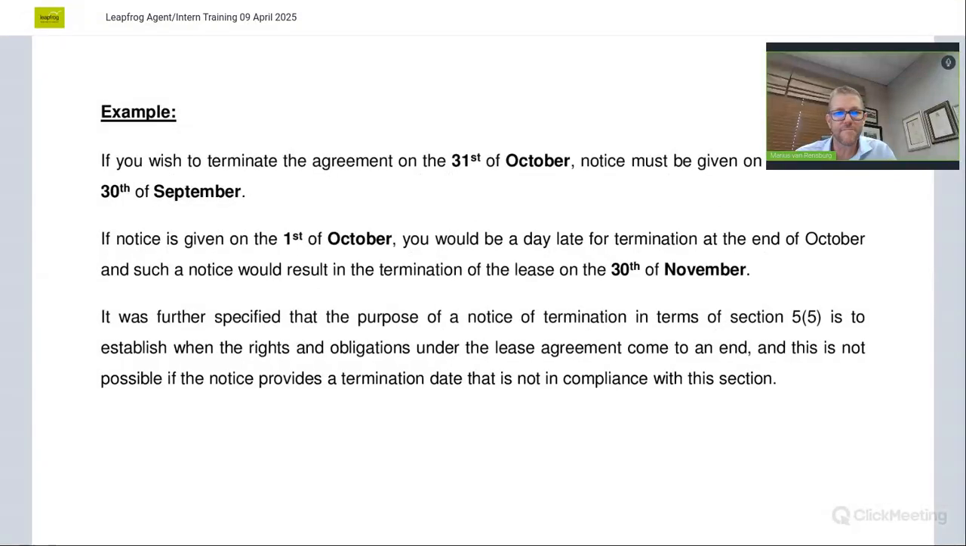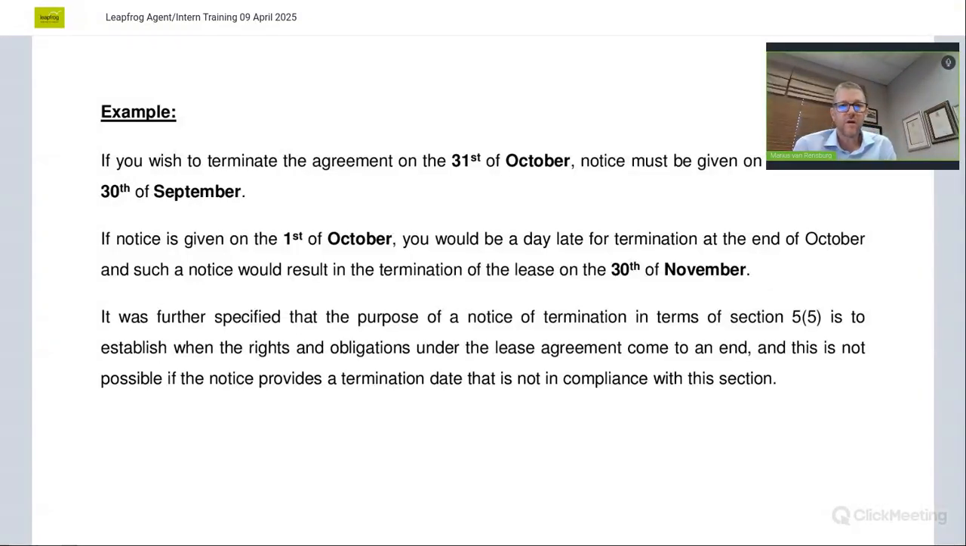Sorry, I'm jumping ahead here. Okay, so the example is this. If you want to terminate a lease agreement on the 31st of October, you must give notice on or before the 30th of September. So in other words, we're giving notice on the last day of the preceding month in which we want to terminate. We want to terminate in October. The last day of the preceding month is the 30th of September.